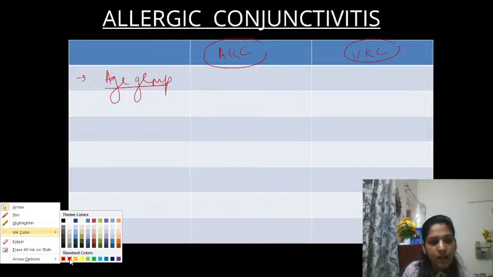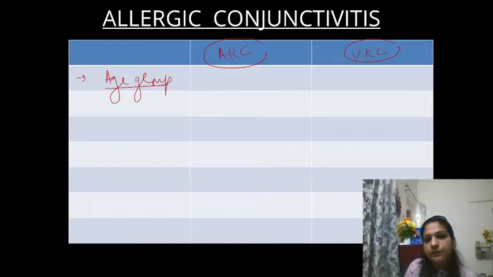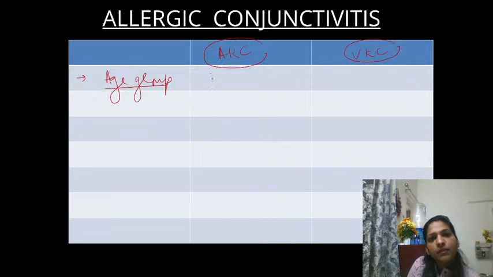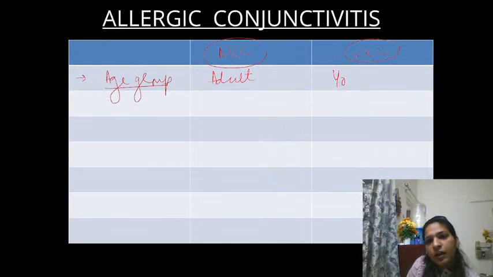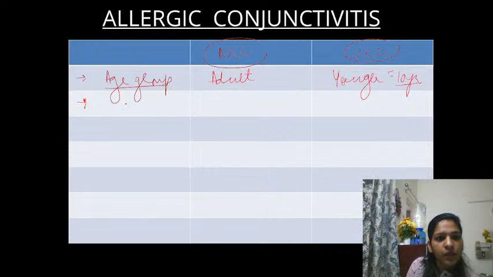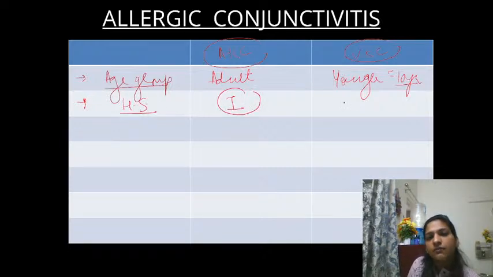Anyone? I have already told you for AKC. Just come on fast. Adult population in AKC, and in the younger population, till 10 years of age, in VKC. The hypersensitivity reaction is the same in AKC and VKC. It is type 1 in both.